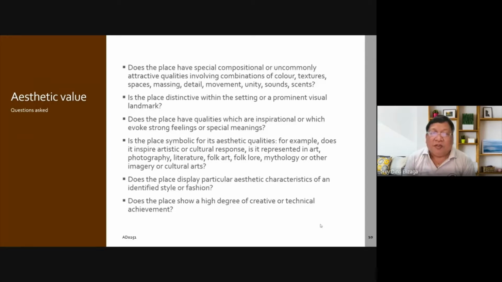So, from reading all of these questions, probably you might be able to imagine some heritage resource that you know that would give a positive answer to these questions.